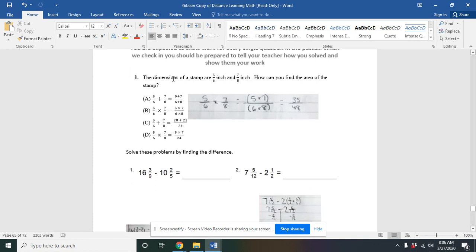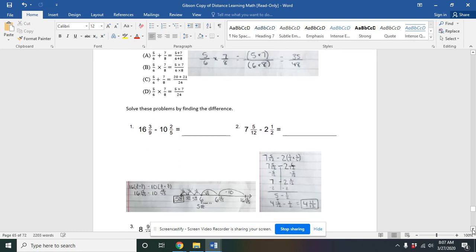Okay. So number one asks, the dimensions of a stamp are 5/6 inch and 7/8 inch. How can you find the area of the stamp? We already know that whenever we're doing area, it is length times width, so you should always be doing multiplication. You should never be switching anything, and you should clearly be multiplying the numerator times the numerator, denominator times the denominator. This is how I got the answer B. I did 5/6 times 7/8 equals 5 times 7 as the numerator, 6 times 8 as the denominator, which leads me to 35/48.